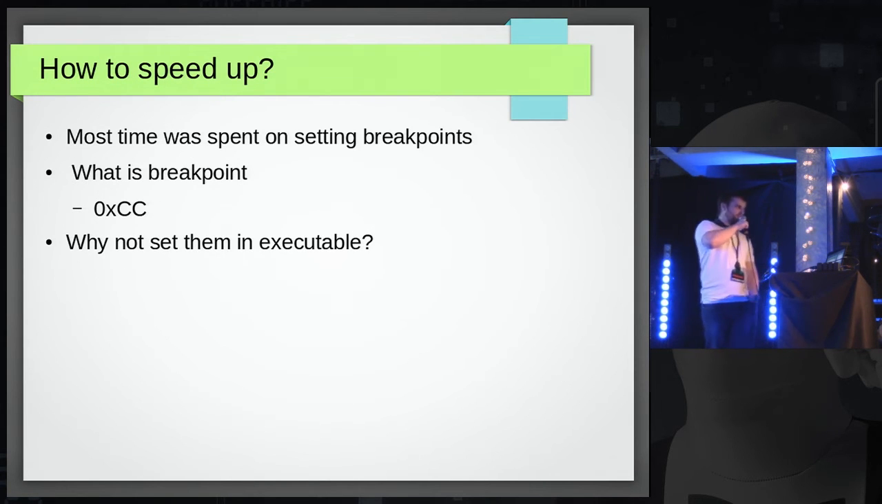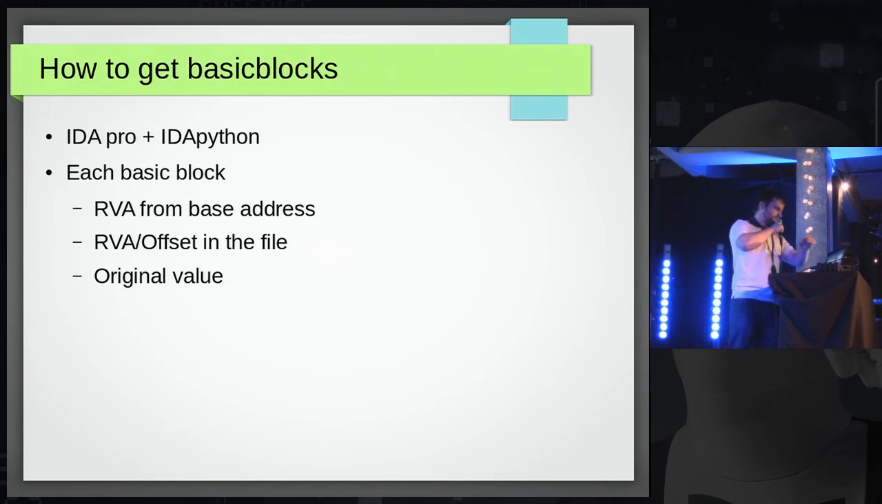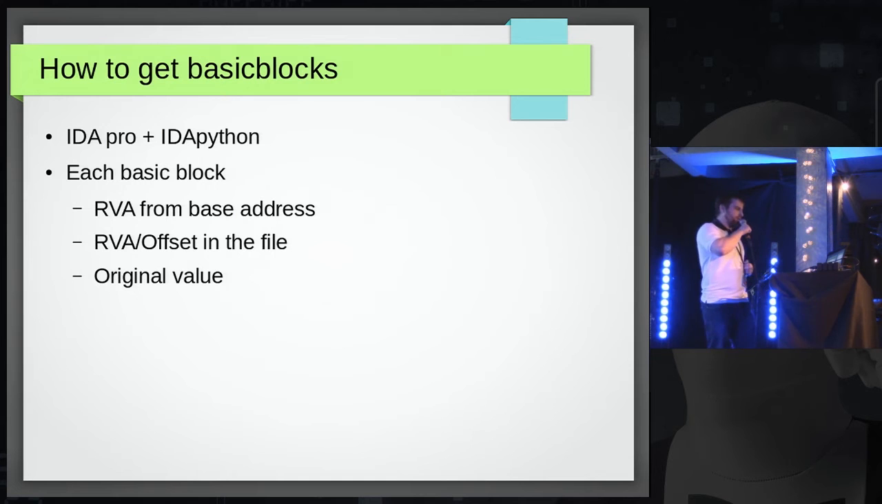Most of the time was spent setting breakpoints, so just putting byte values inside the existing process. But what is a breakpoint? A breakpoint is the assembly interrupt 3, which is actually an opcode, 0xCC. So why not put those breakpoints inside the executable and DLL files themselves? They're just assembly code, so you can just put them into the files. So again, I went back to IDA Pro, and now I recorded the RVA from the base address, so where the locations will be inside the memory, then the offset in the file, because they're not always the same. If you map an executable or DLL from file to memory, they are not always the same, because there's a lot of other stuff in the file that can mess it up. And the original value of the byte that was overwritten.